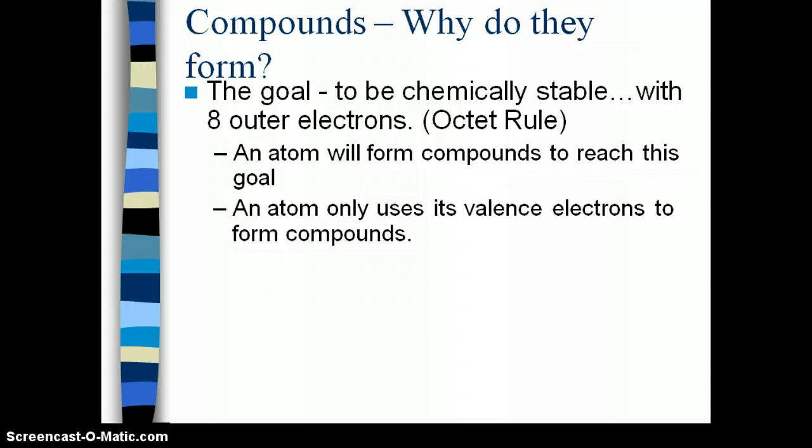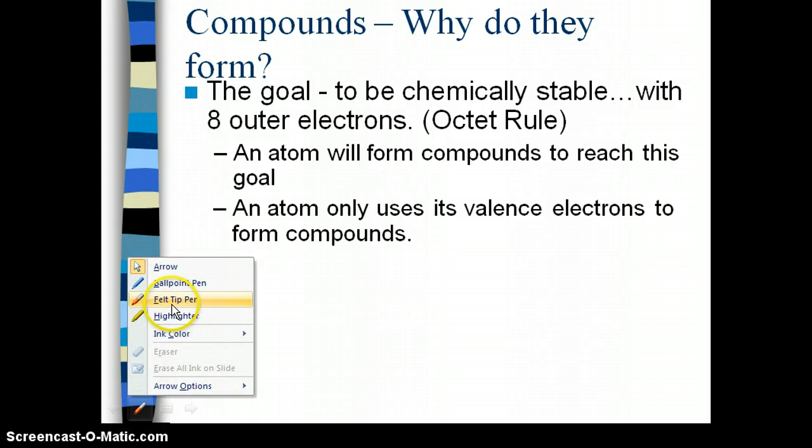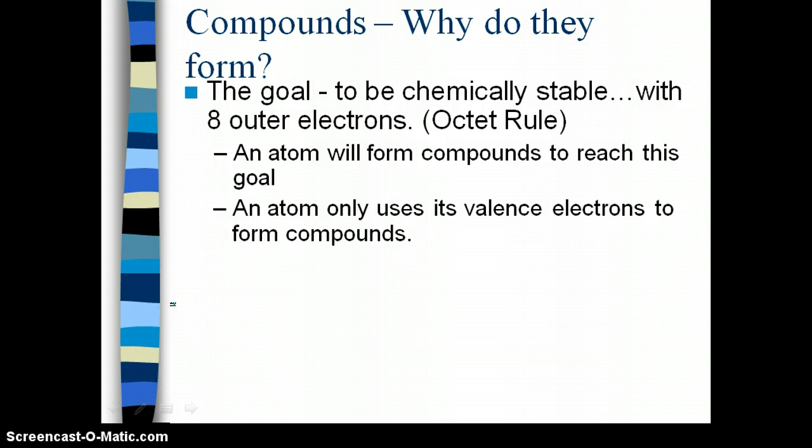And so in order to reach that goal of 8 outer electrons, they will bond with something else. And so pretty much everything on the periodic table is going to bond with something except for the noble gases. That's group 18. They're happy the way they are. Now these atoms will just use their valence electrons to form compounds. So as a reminder of what valence electrons are, hopefully we know that word by now. Valence is just the outermost electrons.